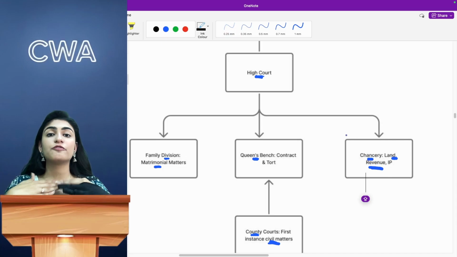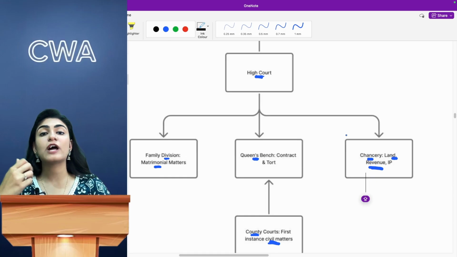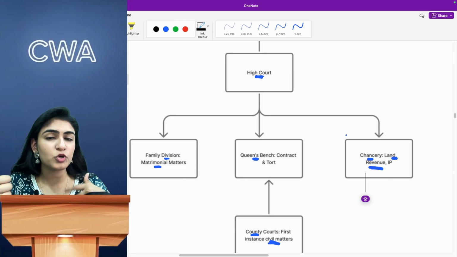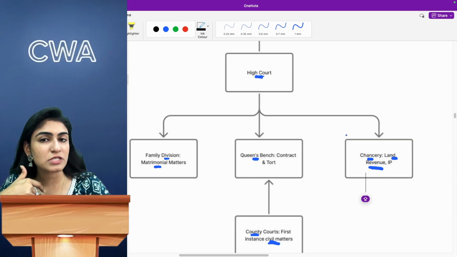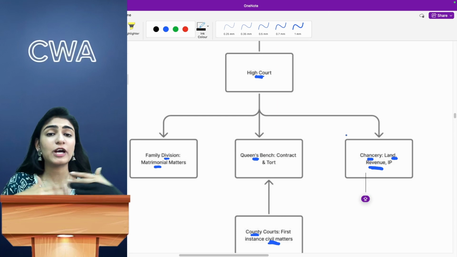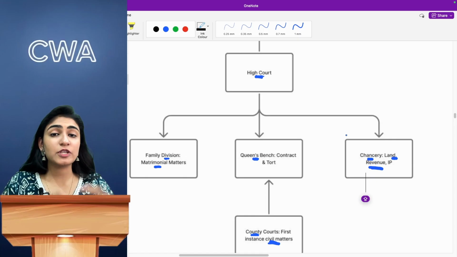So if you want to go to High Court, you first have to see which division applies. If your matter is matrimonial, you go to the Family Division. You go to Queen's Bench if your matter is related to tort or contracts. And you go to the Chancery Division if it relates to land or revenue.